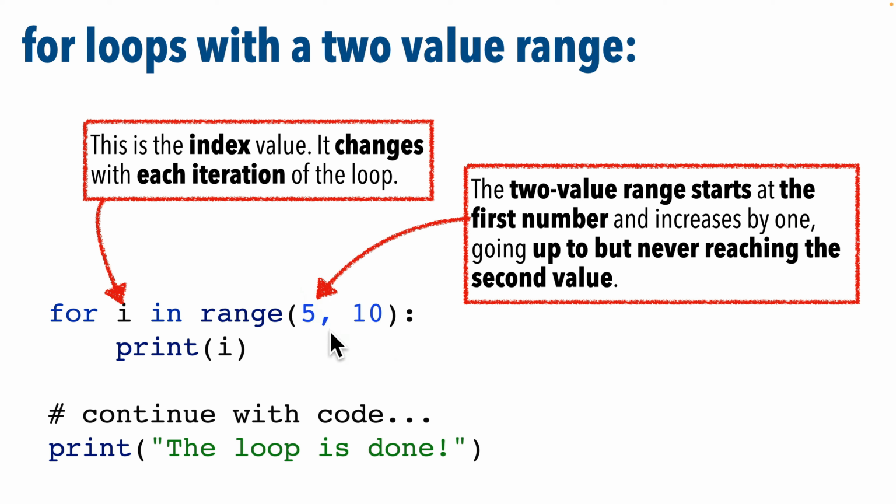In a single value range, we start at 0. In a 2-value range, this is where we start counting. So in this example here, the first value in the range is 5. That's going to be the first value that I has as it goes through the loop.